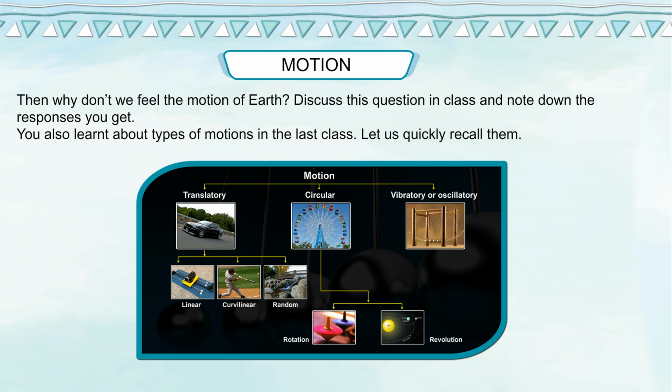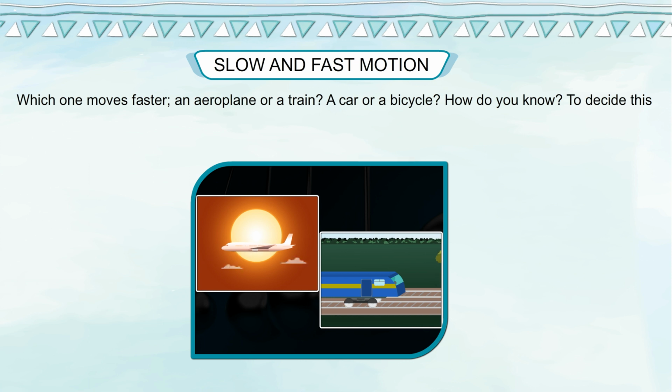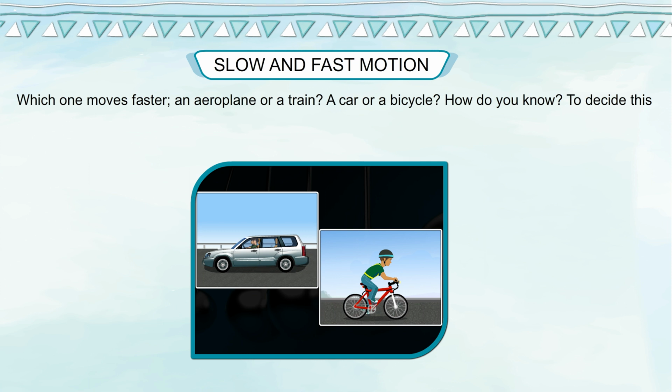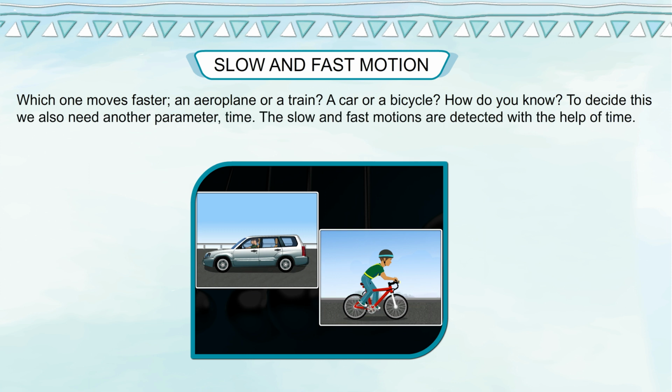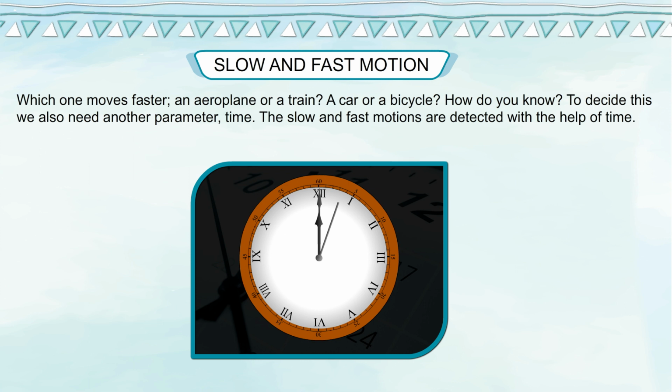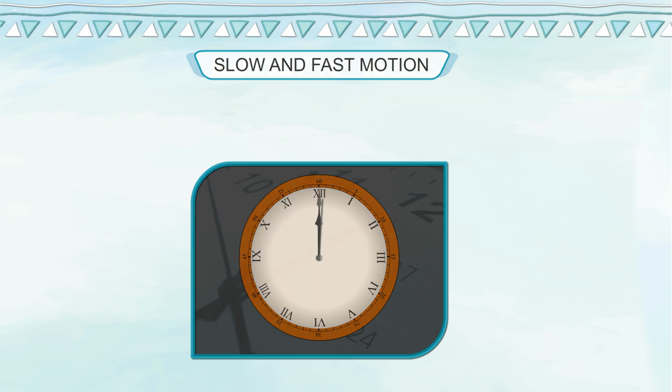Motion: translatory, circular, vibratory or oscillatory, linear, curvilinear, random, rotation, revolution, slow and fast motion. Which one moves faster, an aeroplane or a train, a car or a bicycle? How do you know? To decide this, we also need another parameter, time. The slow and fast motions are detected with the help of time.